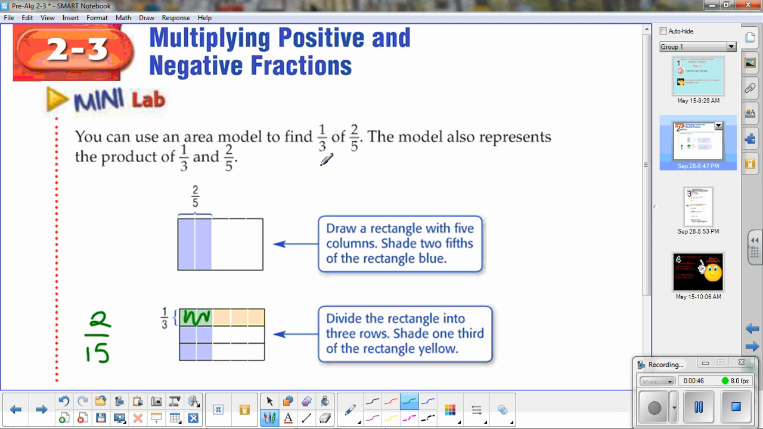Now, if you look back at our original fractions, 1/3 of 2/5, it really is just 1 times 2, which is 2, and 3 times 5, which is 15. So when you're multiplying fractions, you just multiply the numerators and the denominators.